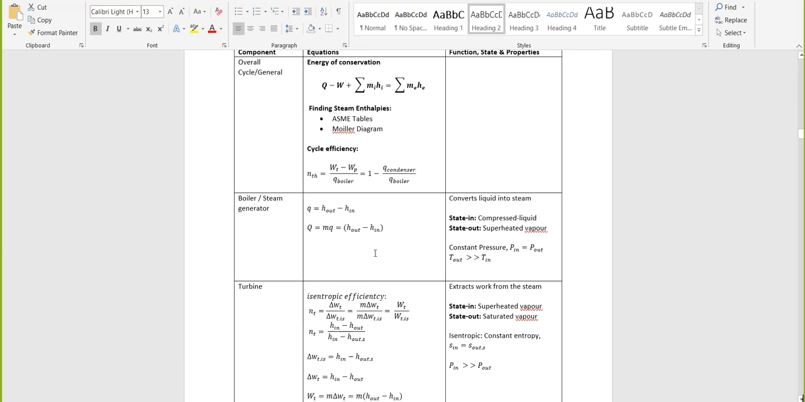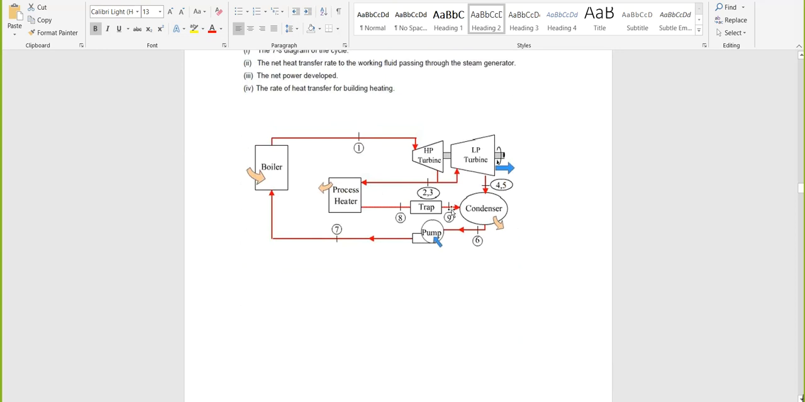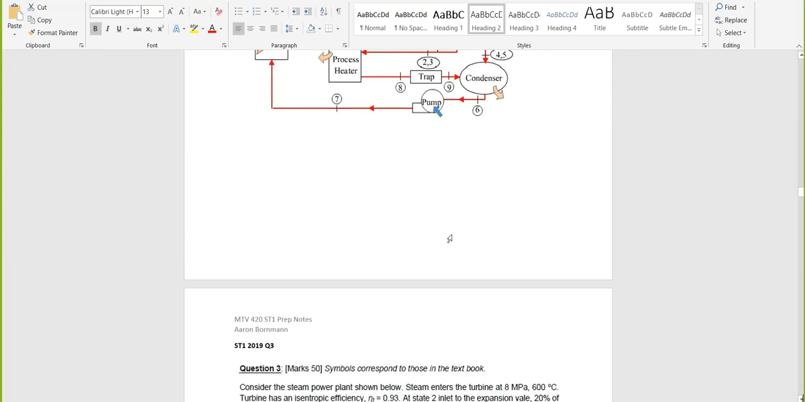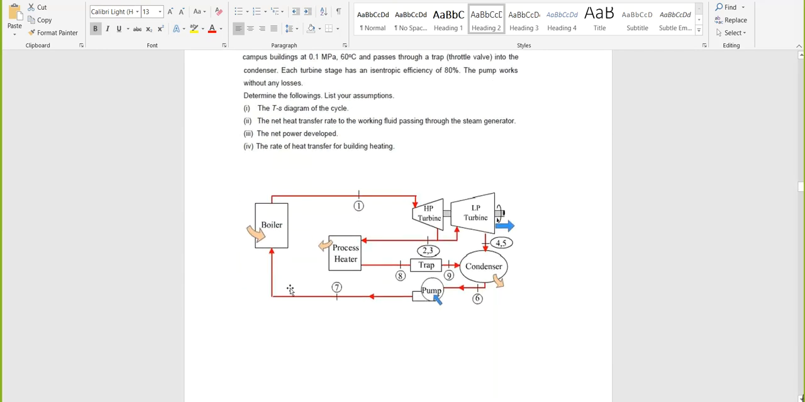You can just quickly look here at, for example, another example. You also have a trap. You can have them divided into a high and low pressure turbine. There's a lot of different ways. There's a lot of different circuits, or a lot of different cycles you get.